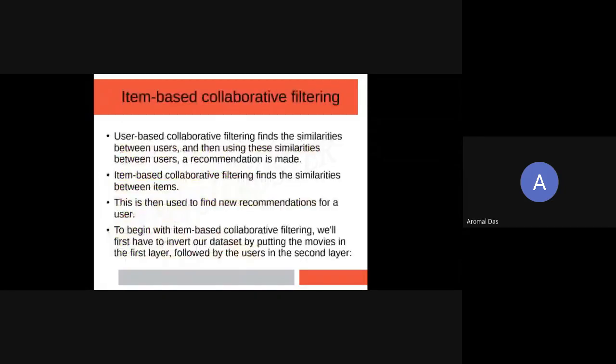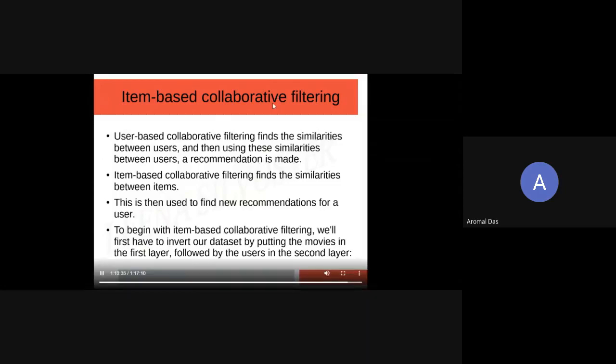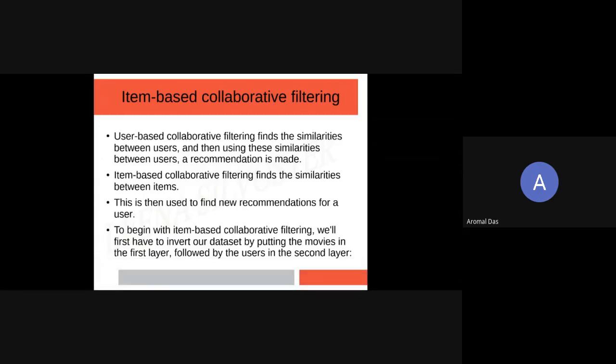So that's about user-based collaborative filtering. Now we will go to item-based collaborative filtering. In the case of user-based collaborative filtering, we find similarities between users, and based on the similarity, we use a ranking. We sort the similarity scores and find a rank. Based on the rank, we will recommend.